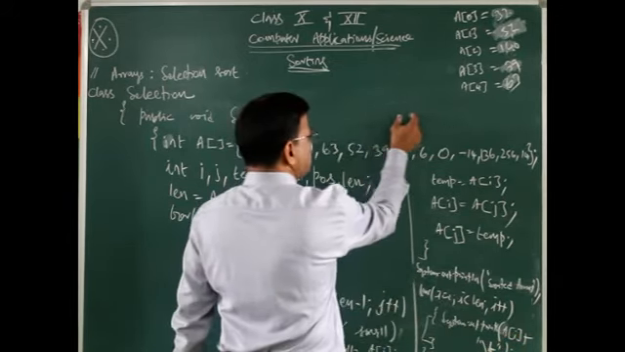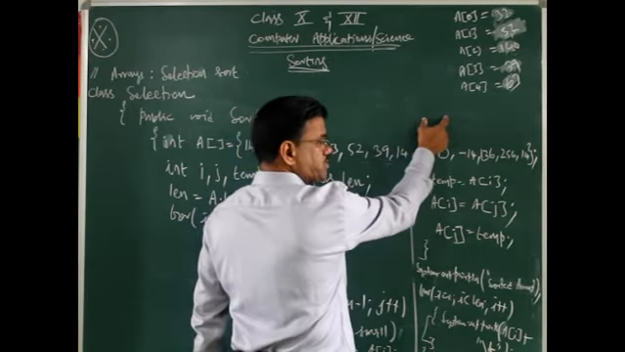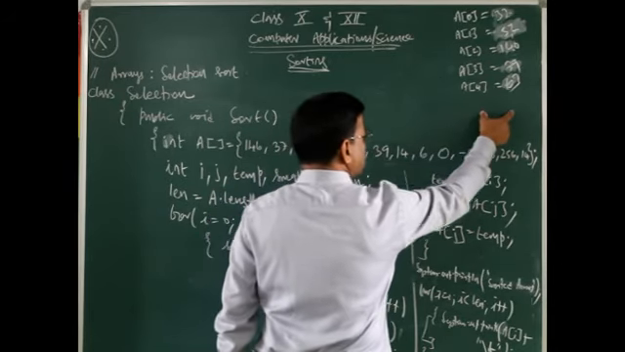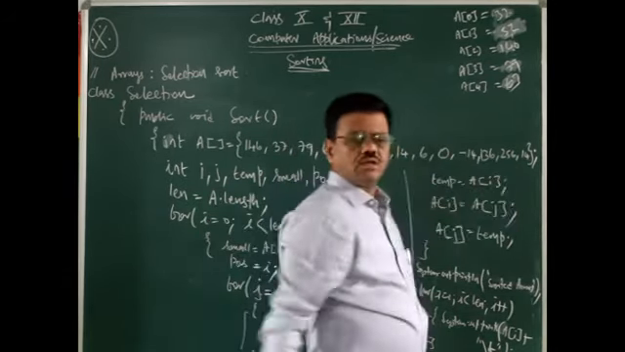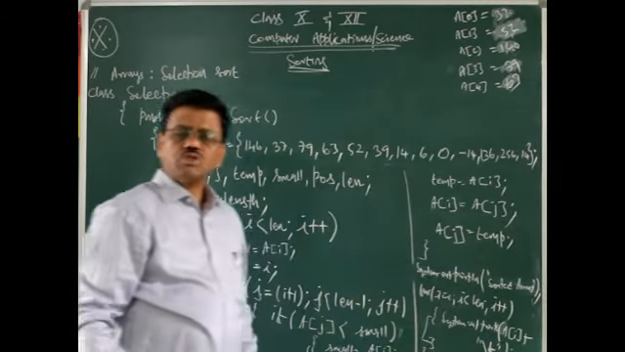Zeroth element will print, one tab will come. Second element will come, 5 spaces. One tab means 5 spaces. Third element, one tab. Fourth element, like this. All the 13 elements get displayed, right? Pause this video, boys and girls.